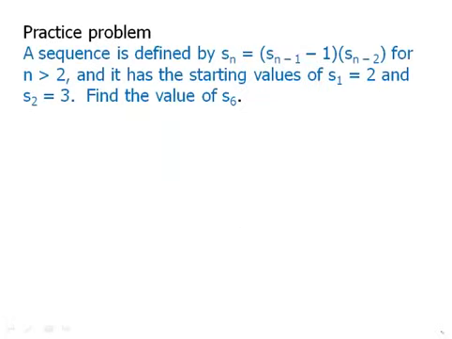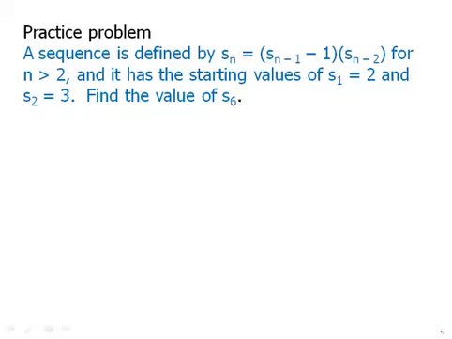Here's a practice problem. Pause the video and then we'll talk about this. A sequence is defined by S sub n equals S sub n minus 1, quantity minus 1, times S sub n minus 2 for all n greater than 2, and it has the starting values of S sub 1 equals 2 and S sub 2 equals 3. Find the value of S sub 6.